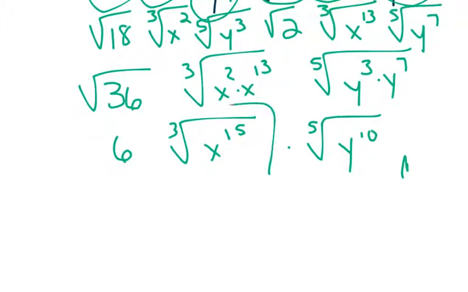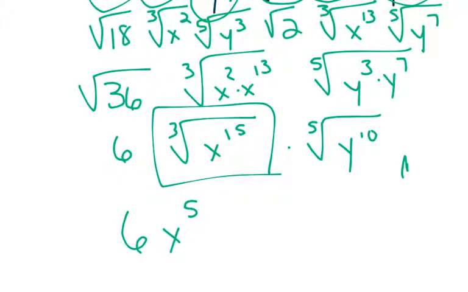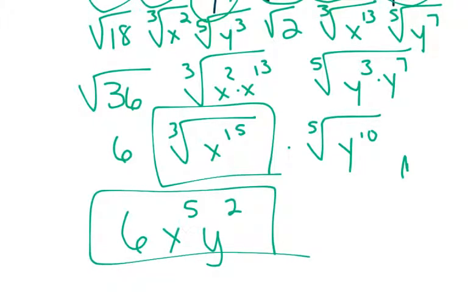So now, well, what's the 3rd root of x to the 15th? Well, you can just divide the exponent by the root index. 15 divided by 3 is 5. The 5th root of y to the 10th is going to be y squared. And that's the simplified answer.